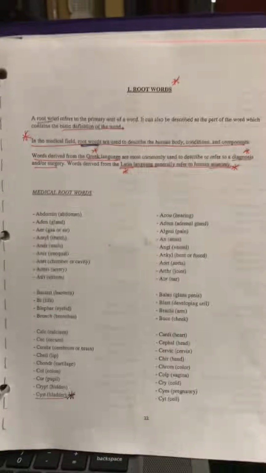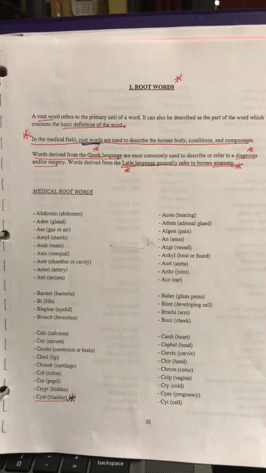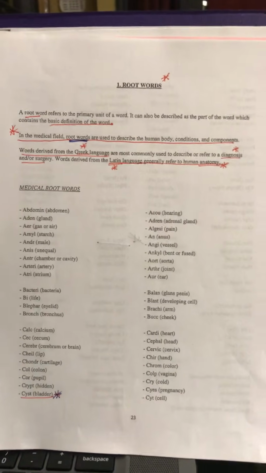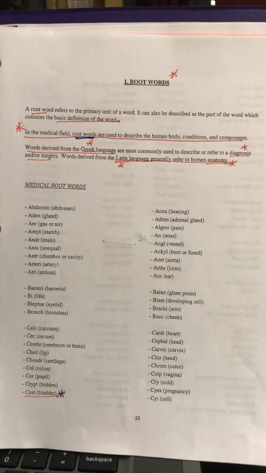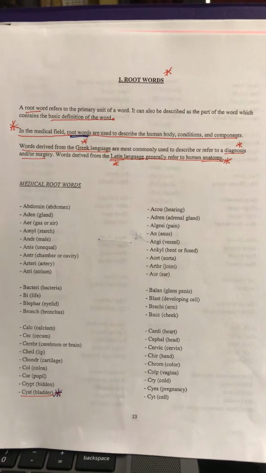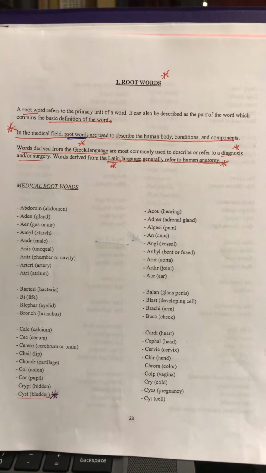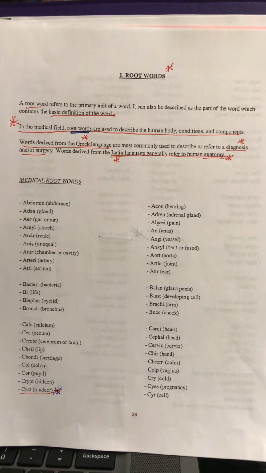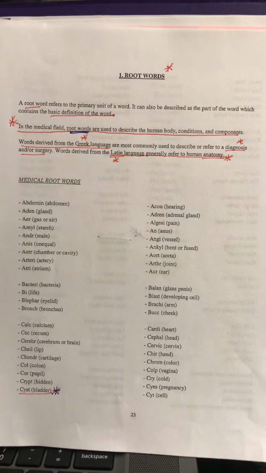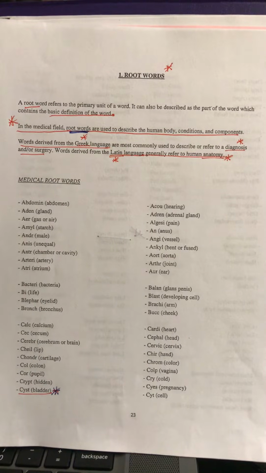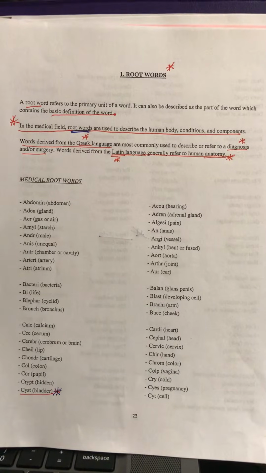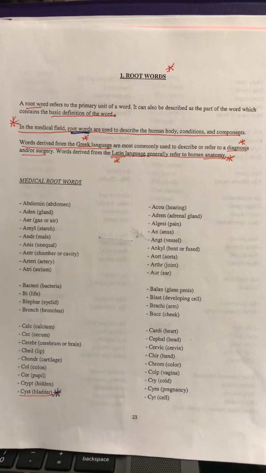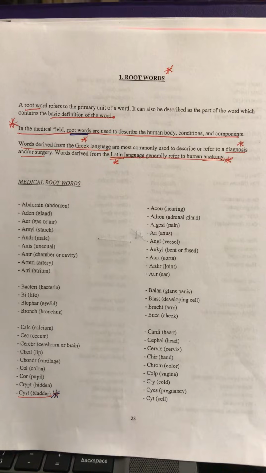So, we'll talk about root words. A root word refers to the primary unit of a word. It can also be described as part of the word which contains the basic definition of the word. So what is a root word? It contains the basic definition of the word. In the medical field, root words are used to describe the human body, conditions, and components.